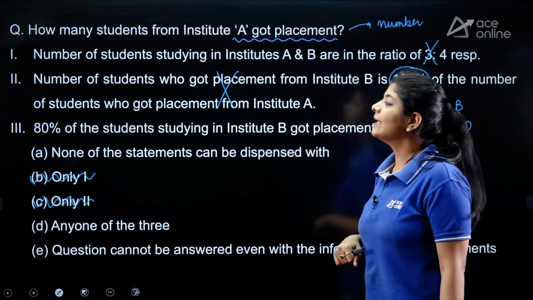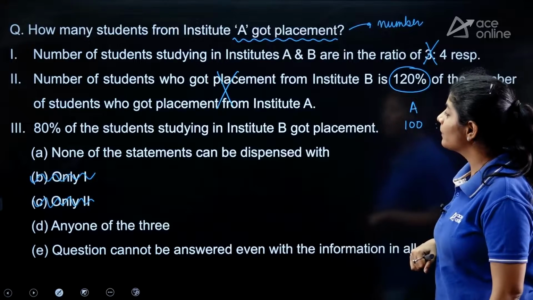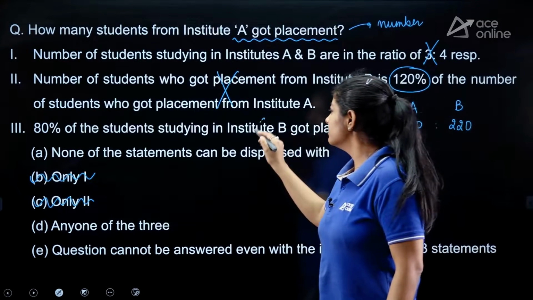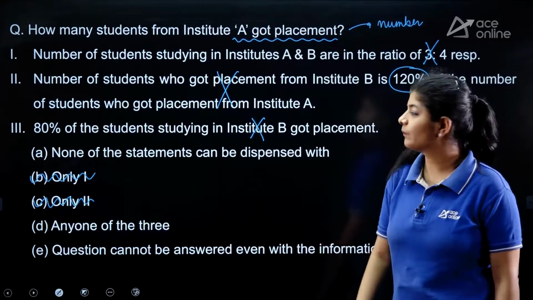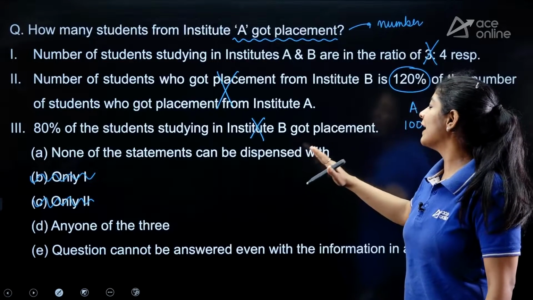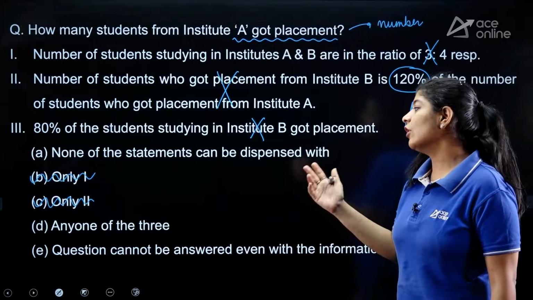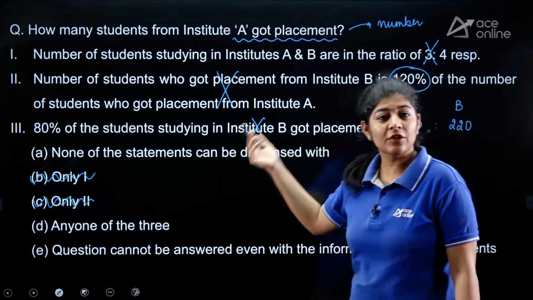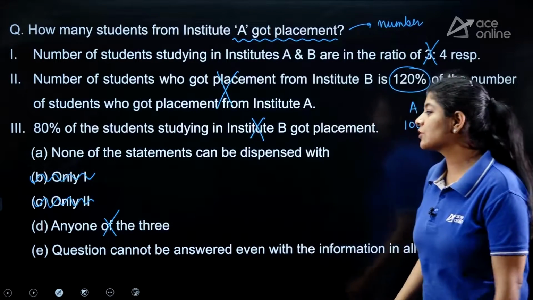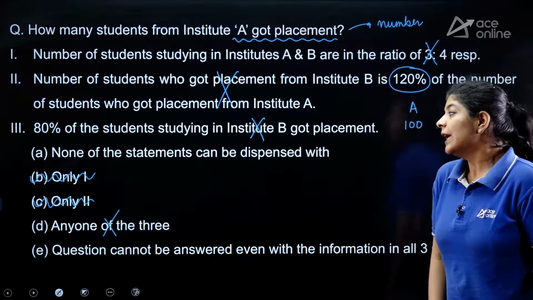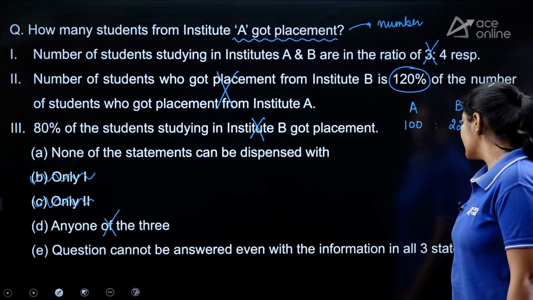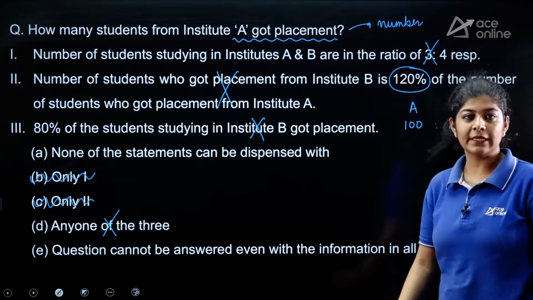Third, 80% of the students studying in Institute B got placed, but we need to find out for A. So from this one also, no. Now the option we have is that none of the statements can be dispensed with, any of the three. No, we are not able to define it with any one of them, so this option is also eliminated. The third and last option that we have is that the question cannot be answered even with the information in all three statements combined together.